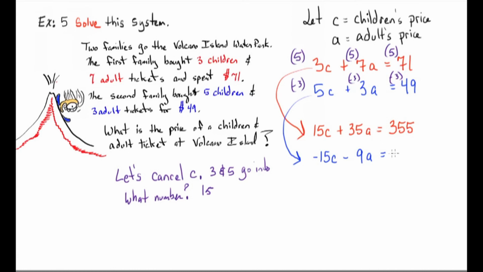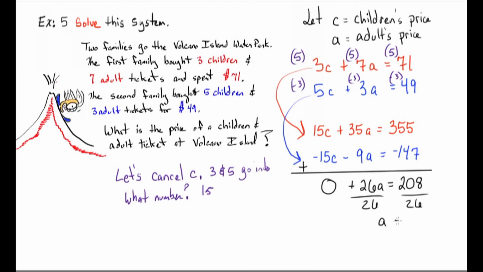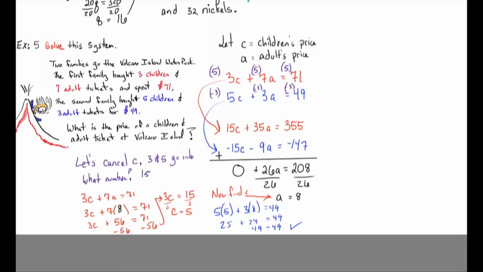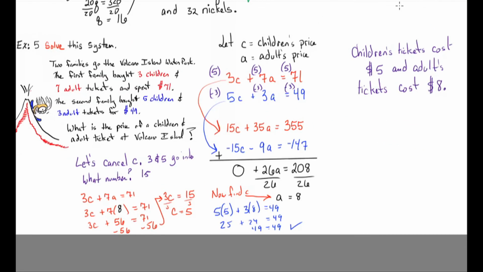I need to multiply something to both equations in order to cancel out a variable. I can do 5 and -3 as you see. So then the columns cancel out for C, and I can solve for A. Once I have A, which is 8, I could plug it back into one of the other two equations and solve for C. Final step will be to do a check, and I see it works. So the children's tickets cost $5 and the adults' tickets cost $8. I hope this all makes sense.